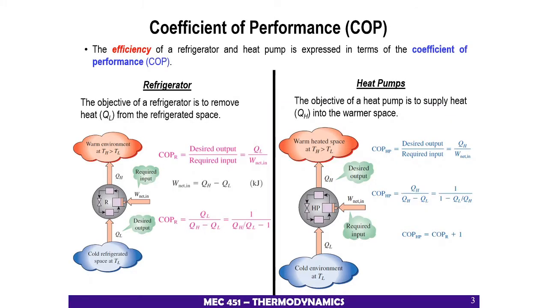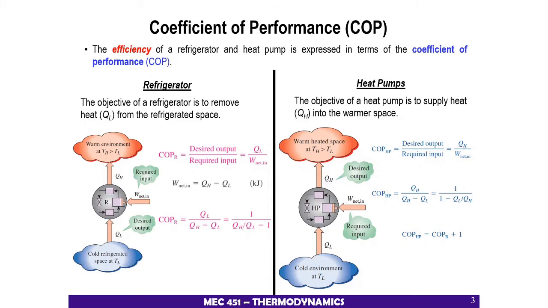Coefficient of performance. So basically, the efficiency of a refrigerator and heat pump is expressed in terms of coefficient of performance, because COP is normally more than 1, whereby efficiency is normally below 1, where 1 is 100% efficiency. But for COP you can get more than 1, and below 1 you have a problem.